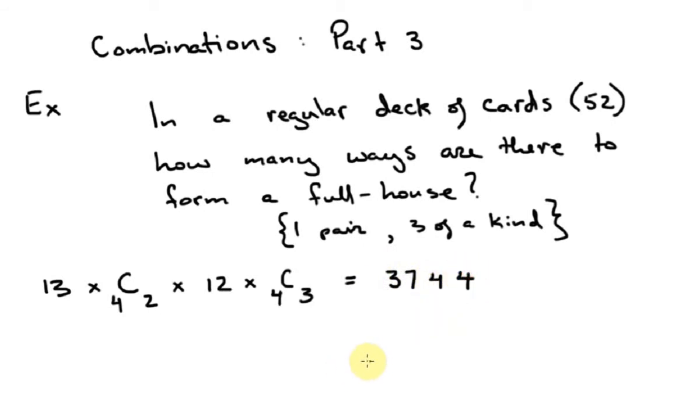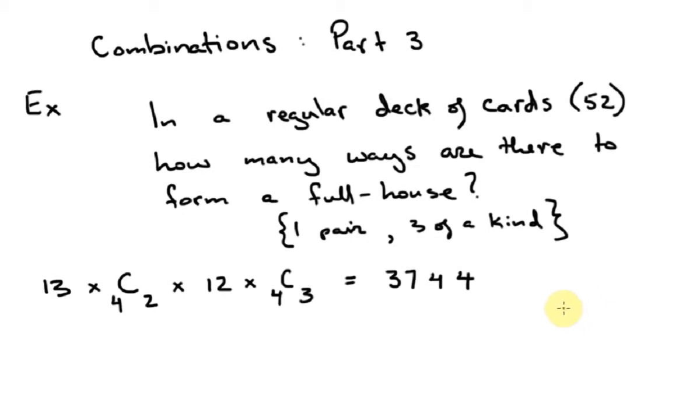So some of you, I'm sure, have played some poker, and you're probably curious how many full houses exist. Well, there are 3,744 different full houses possible with a deck of 52 cards.